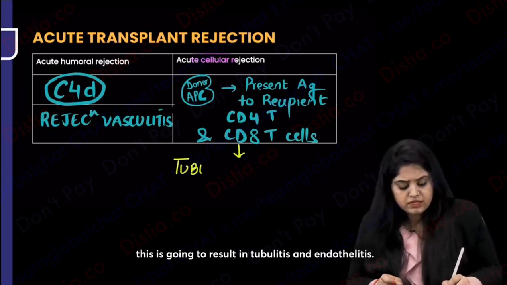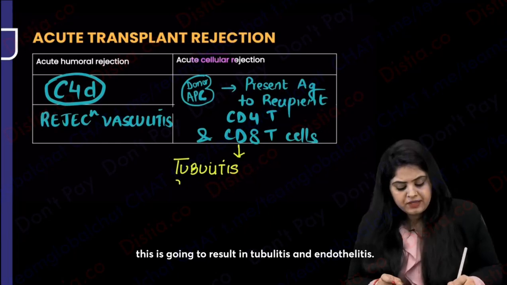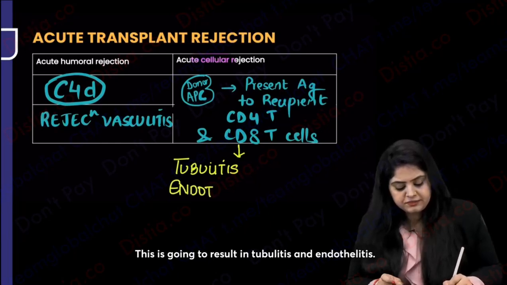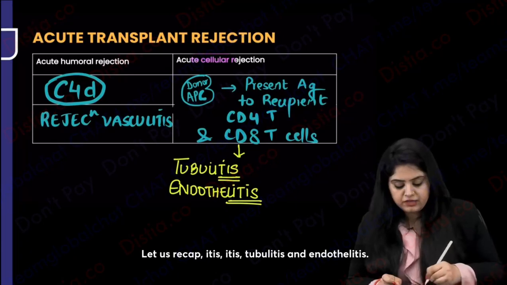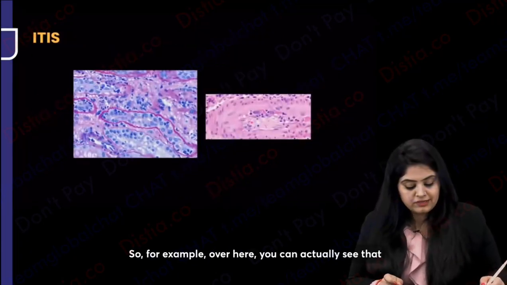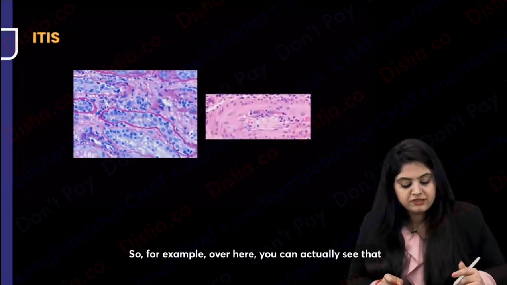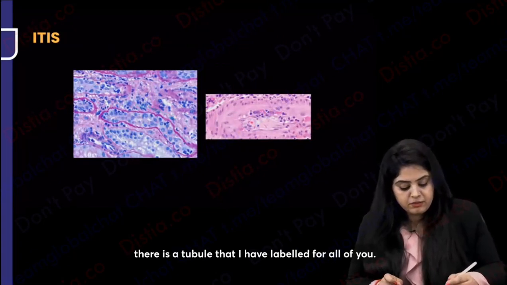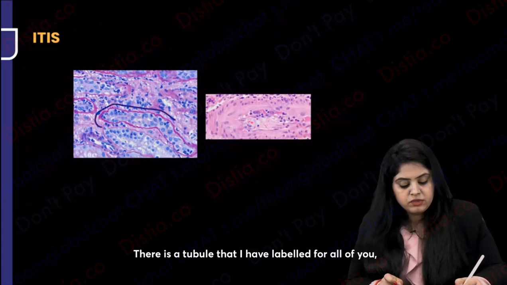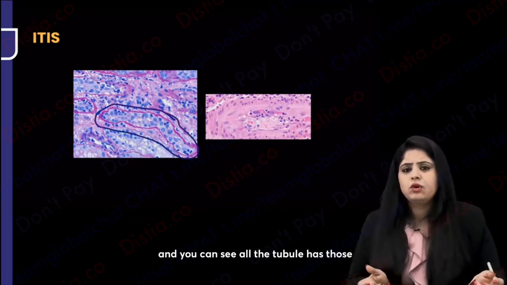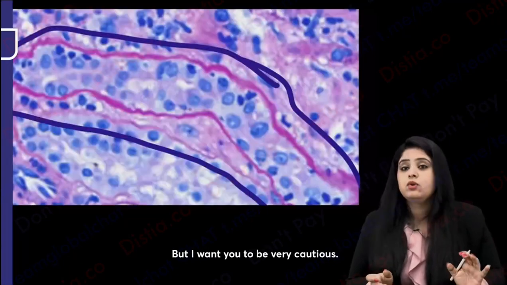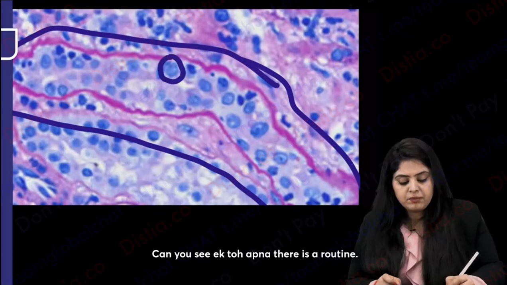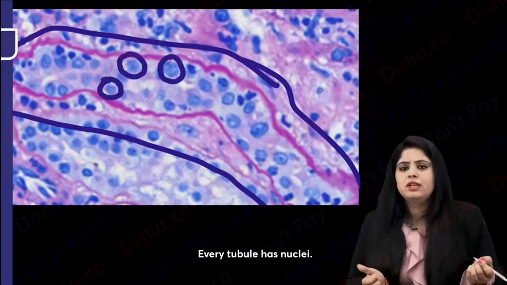This is going to result in tubulitis and endothelitis. Let us recap: tubulitis and endothelitis. So for example, over here, you can see there is a tubule that I have labeled for all of you, and you can see the tubule has those blue color cells, which is fine. But I want you to be very cautious. Can you see, there is a routine: every tubule has nuclei.